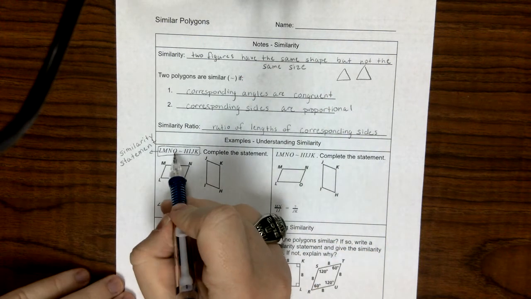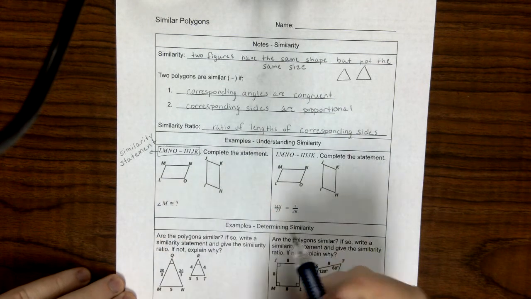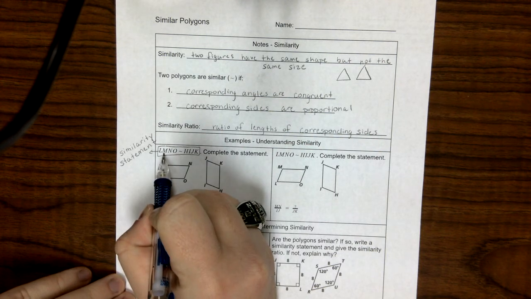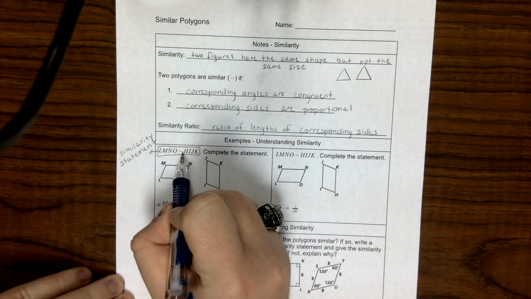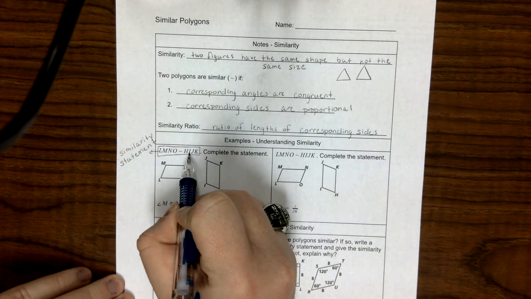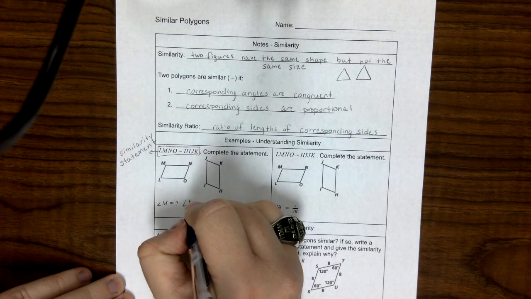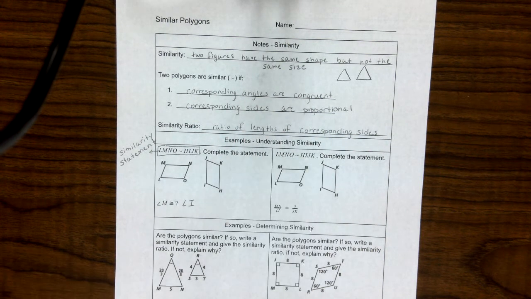We can use this to answer these questions. So I'm asking you, who is congruent to angle M? So M, notice, is written second. So I'm going to go to the second letter in the next figure. So that would be angle I. So angle M is congruent to angle I.